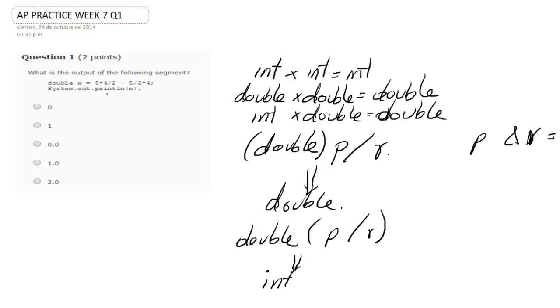Now in our problem, all of them were integers, and the operations between them will give you an integer. So 5 times 4 would be 20, and 20 divided by 2 is 10, minus 5 divided by 2, which is actually 2.5, but since it's an integer, it will be 2. And 2 times 4 is equal to 8. Now 10 minus 8 will be equal to 2. So in this case, this is the correct answer.